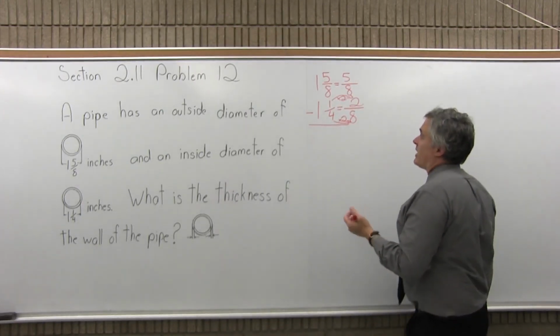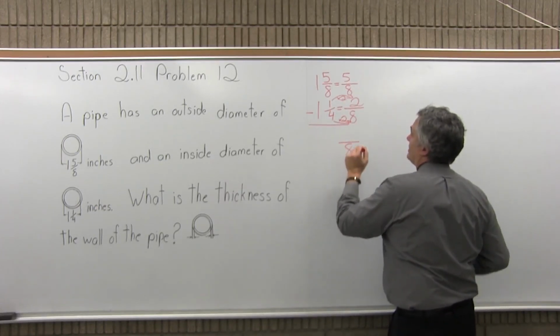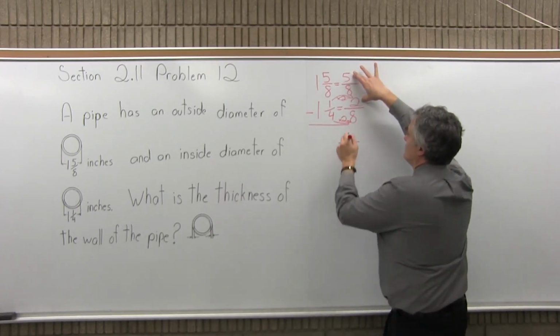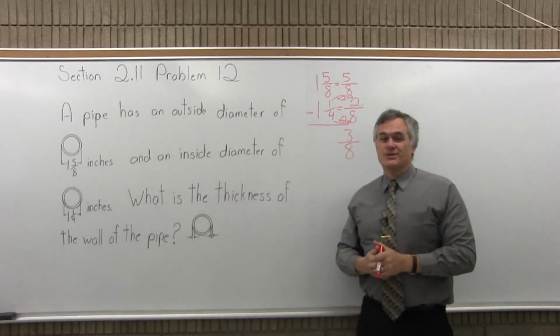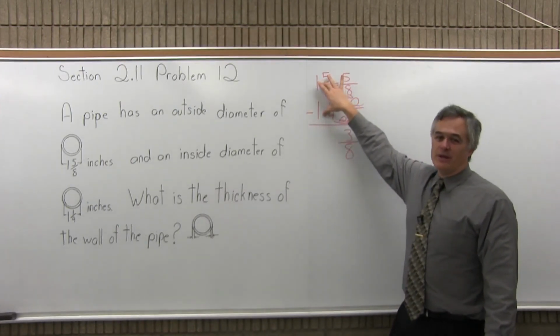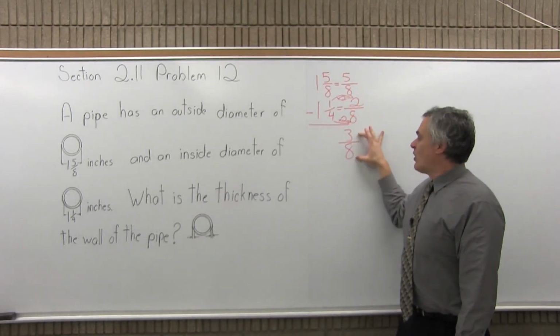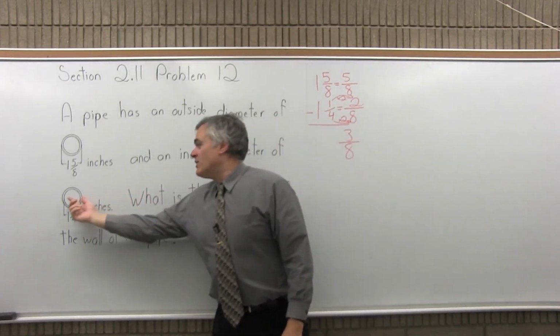Now, do the subtraction. I have a common denominator of 8. Combine the numerators. 5 minus 2 is 3. And ordinarily, I say don't forget to do the whole numbers in front. But in this case, if you forgot, it would wind up being OK. 1 minus 1, they basically cancel off. So altogether, we have 3/8 of an inch for the wall of the pipe.